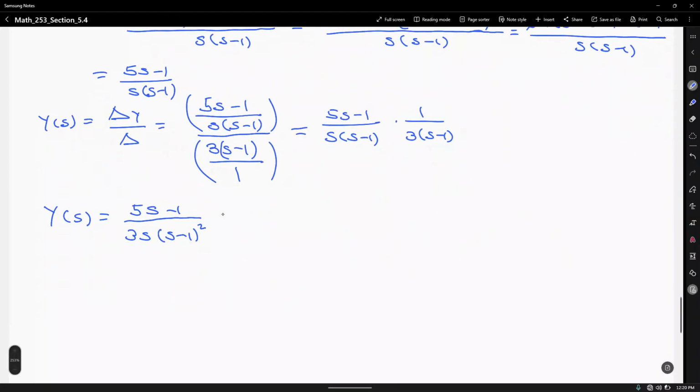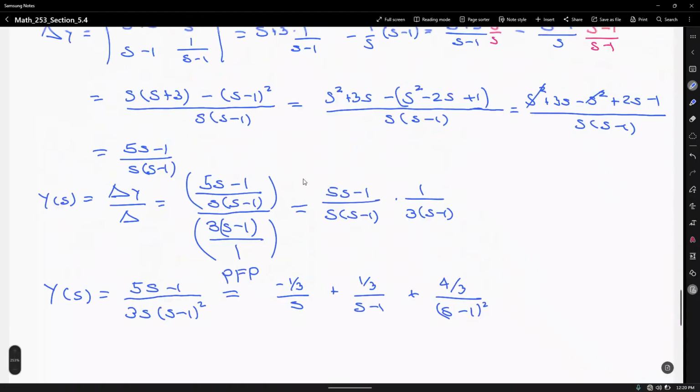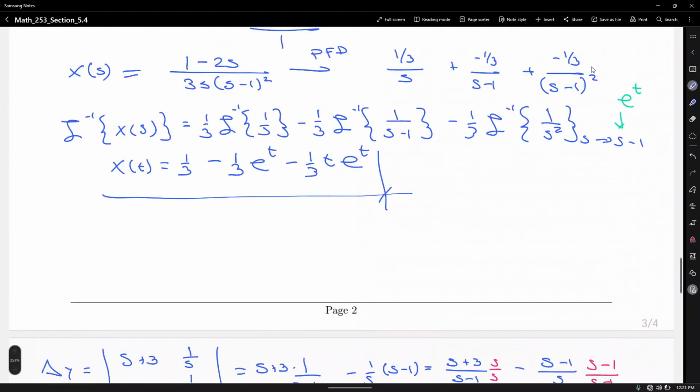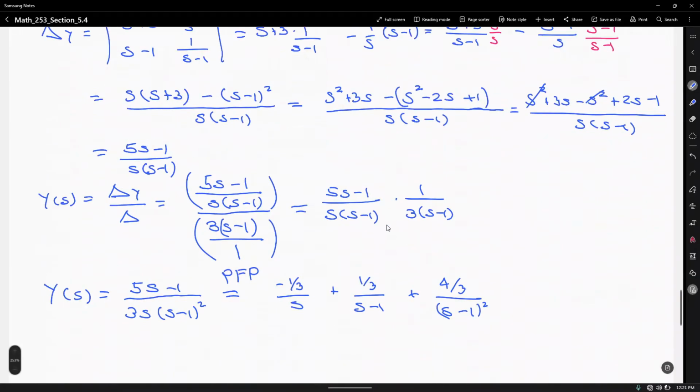Okay, so yes, after doing some partial fraction decomposition, which I'm going to skip to make this video short, this should give us the following. Negative 1/3 over s plus 1/3 over s minus 1 plus 4 thirds over s minus 1 quantity squared. Okay, I'll let you verify that. Actually, these were the same numbers I originally did for the previous fraction, which were wrong. I updated them, so make sure to do so.